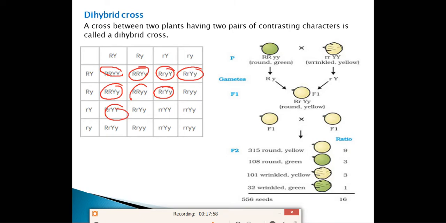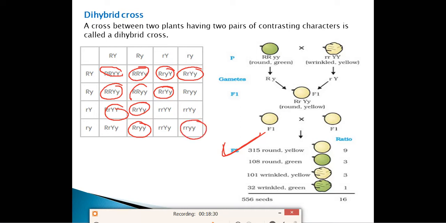1 2 3 4 5 6 7 8 9. So there are 9 seeds which are round and yellow in color. Means round and yellow are the dominant trait which we can see in the F2 generation. Next, there are 3 seeds which are round and green in color, and there are 3 seeds which are wrinkled and yellow in color, and there is only one seed that is wrinkled and green in color.